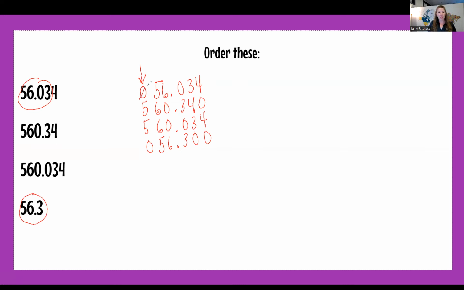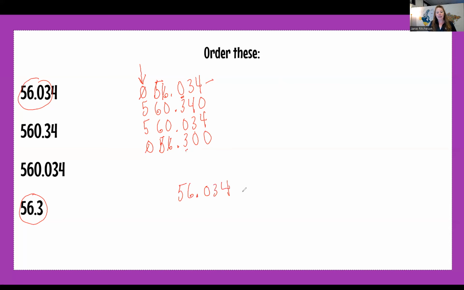So first I'm going to compare the hundreds place. Then we're going to go to the tens place. They're the same. Next we're going to go to the ones place. And then finally we get to the tenths place. Since 0 is less than 3, we know that this is the smallest number. So we're going to write these in order from least to greatest.